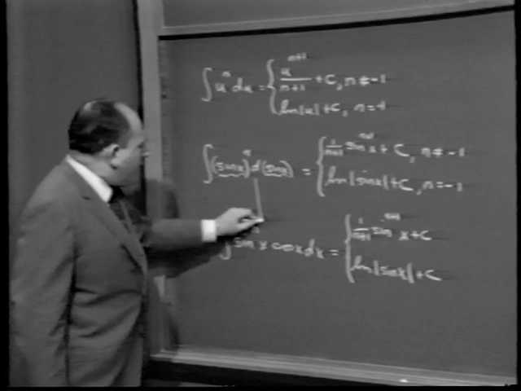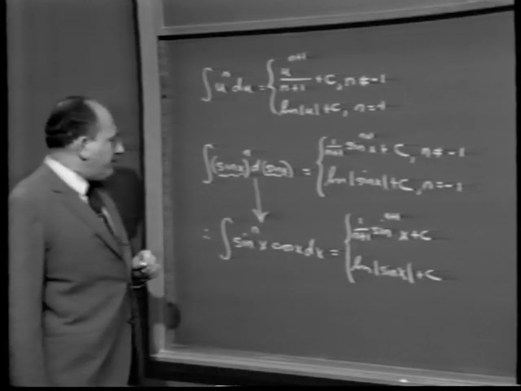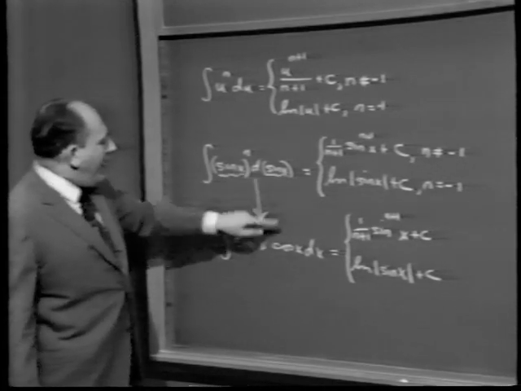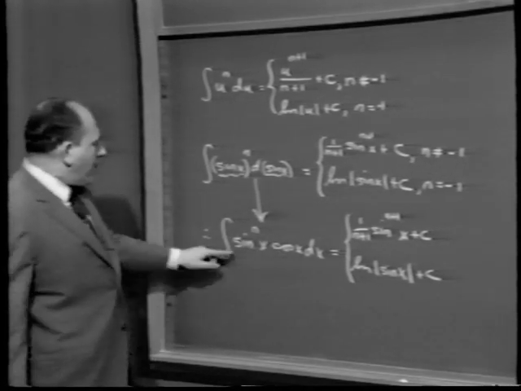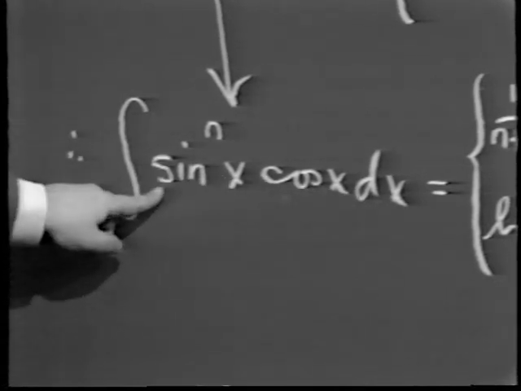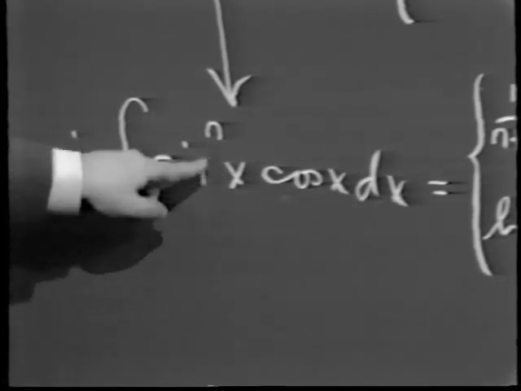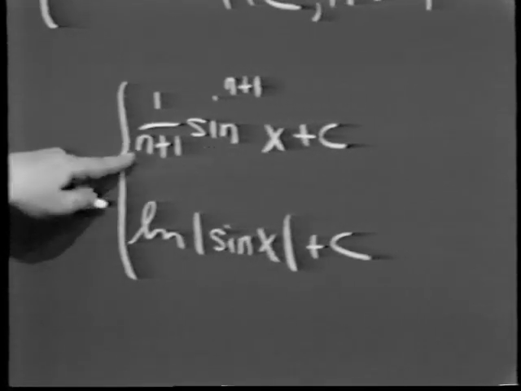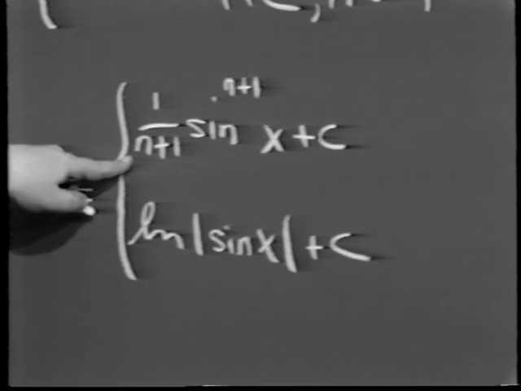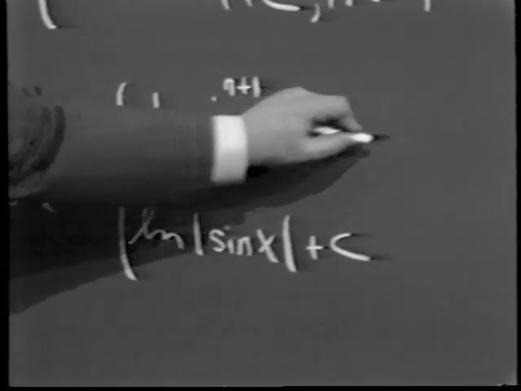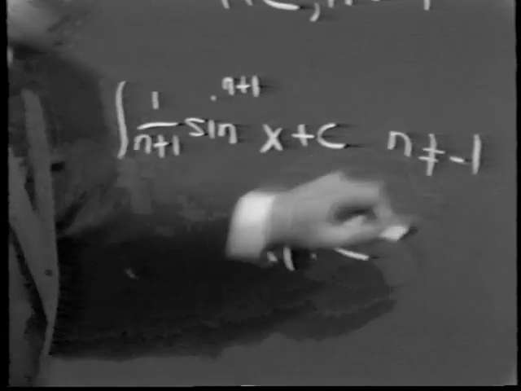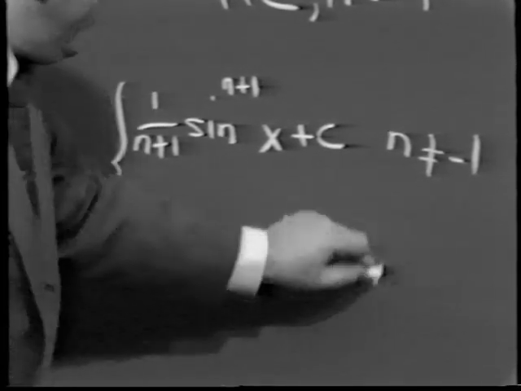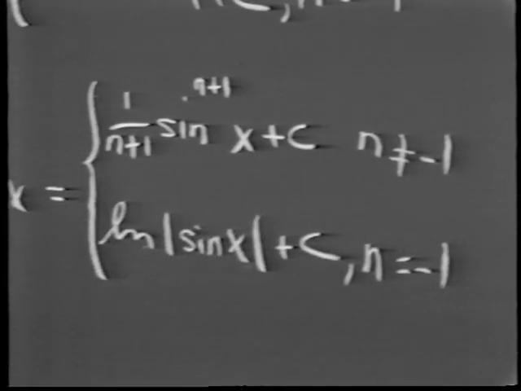By the way, we can write this in a more familiar form. Namely, notice that the differential of sine x is cosine x dx. And consequently, in this form, what our recipe says is that the integral of sine x to the nth power times cosine x dx is given by this. In other words, it's sine to the n plus 1 power x over n plus 1 plus a constant if n is unequal to minus 1, and it's the natural log absolute value of sine x plus c if n is equal to minus 1.